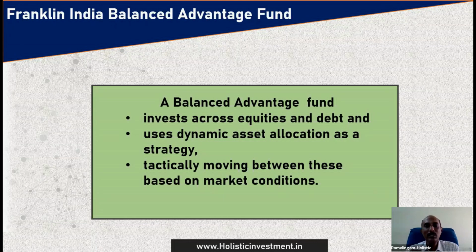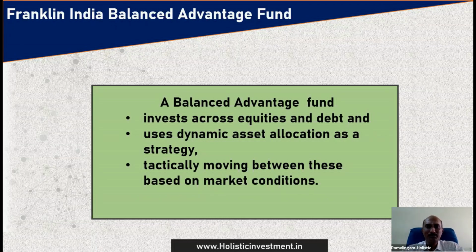If the market conditions are really attractive for equity investments, valuations are fair or undervalued, then they'll have higher exposure to equity. If the valuation is overvalued, then they'll have lesser exposure to equity. This is what dynamic asset allocation is all about. So Balanced Advantage Fund invests in equity as well as debt based on the market outlook by dynamically managing the asset allocation.